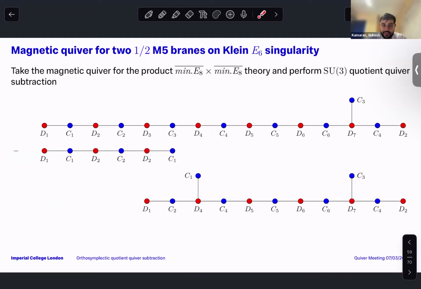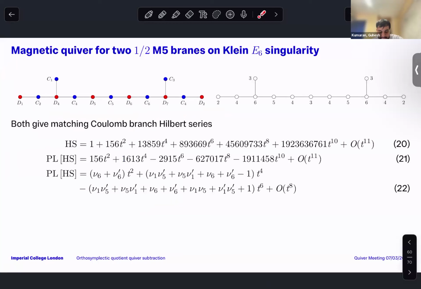Right, so we have an alternative way. We look inside Zhenghao and Marcus's paper, and they have a nice quiver for a product of 2 minimal E8s, which is this quiver on top here. And then I just perform an SU3 quotient quiver subtraction. So that kills up to here, and then I'm left with this. Okay, so this is still the point where SU3 is at finite coupling. If I compare Hilbert series for these two guys, I find that they're precisely the same. We've at least matched what attempts have had before.